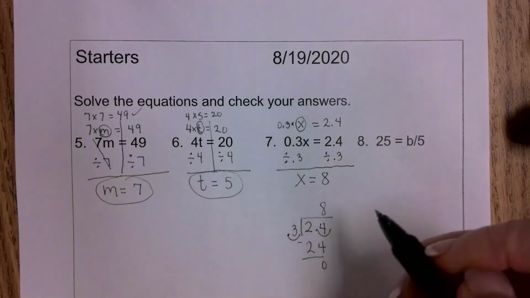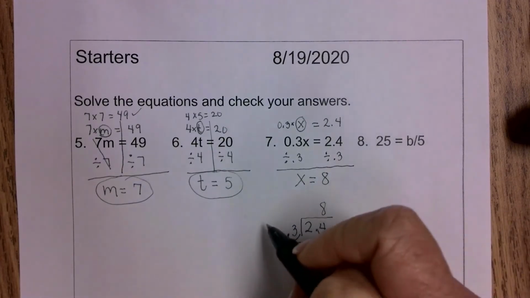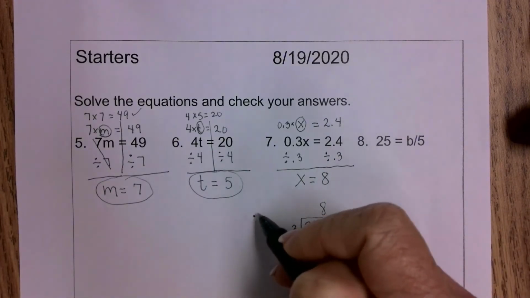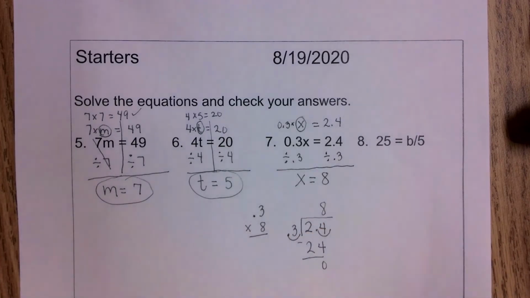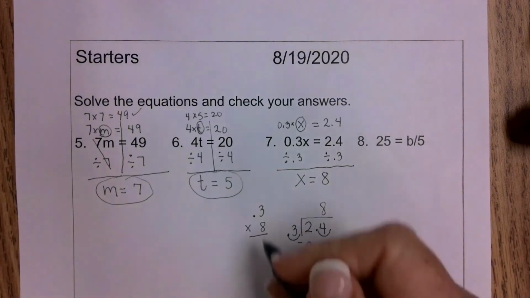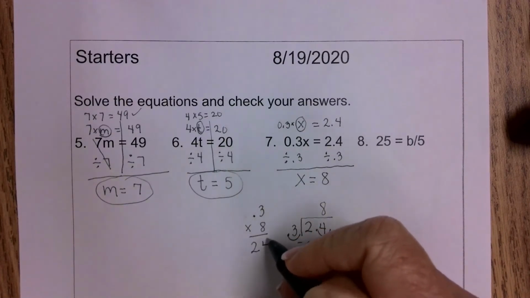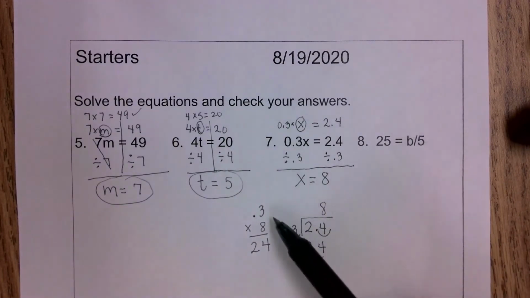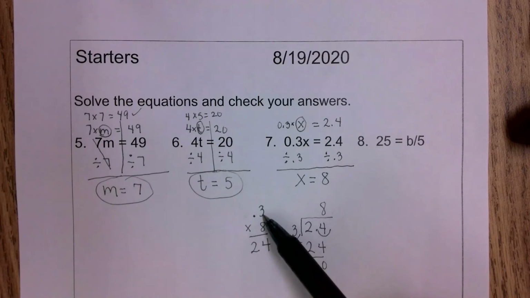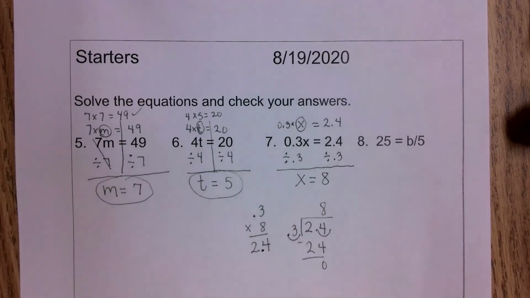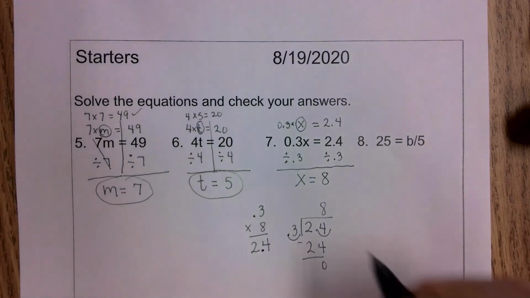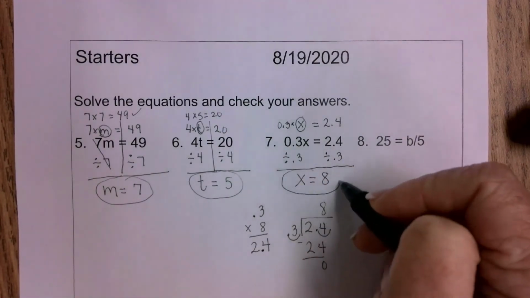And then we check that problem, and we do 3/10 times 8. 3 times 8 is 24. And then since there's one number after the decimal in our multiplication problem, there has to be one number after the decimal in our answer. So that's the correct answer.